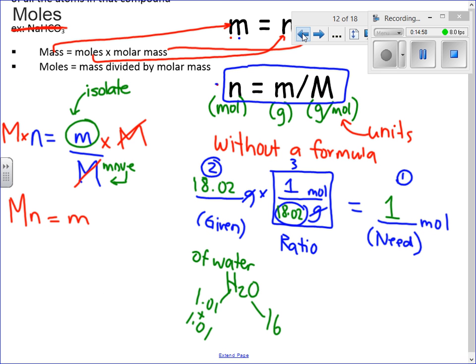So if I go back to this example here, how did I get 1? The math that's happening when I'm using ratios is that I take this number, I multiply it by what's on the top of the ratio, and I divide it by what's on the bottom. So mathematically, I was doing 18.02 times 1 divided by 18.02. That's how 1 was my answer, because I was dividing the same number by itself. Does that make more sense?